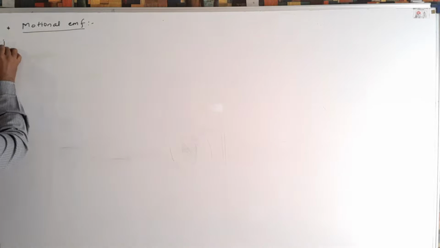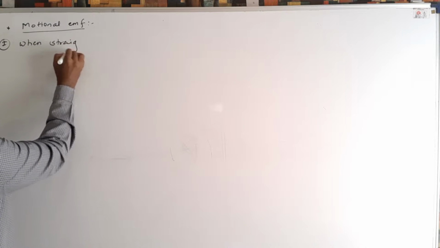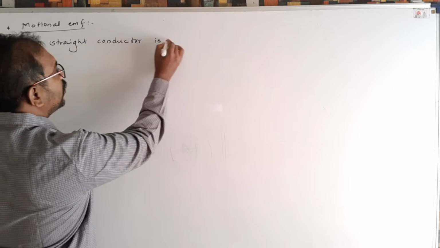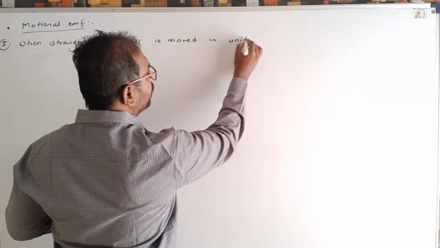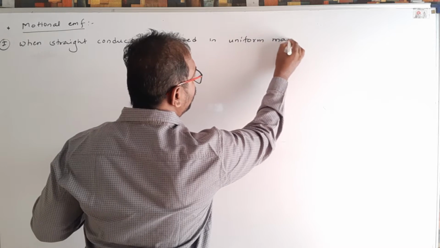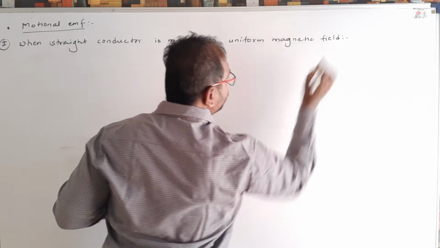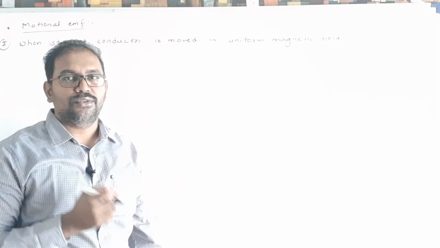Now we have to learn motional EMF. In that we have to consider two cases here. The case number one, when a straight conductor is moved in uniform magnetic field. Now in this case, how much is the EMF induced in that conductor that we have to obtain?